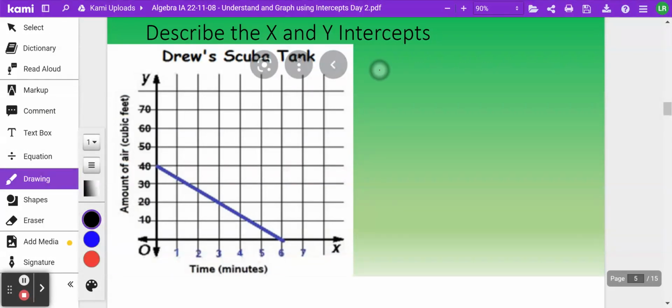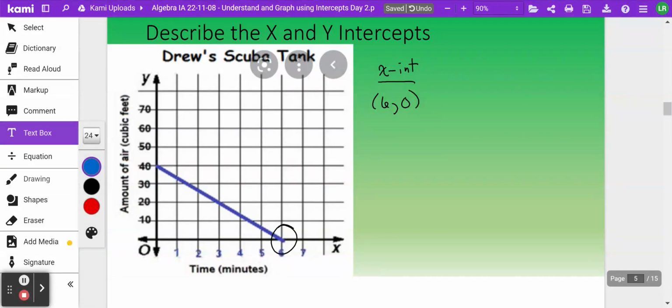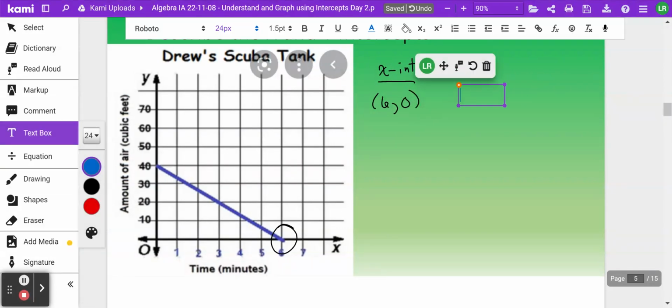All right. Drew's scuba tank. For our x-intercept, it crosses right here. That would be 6, 0. So our description would be at 6 minutes, the amount of air in the scuba tank is 0 cubic feet.